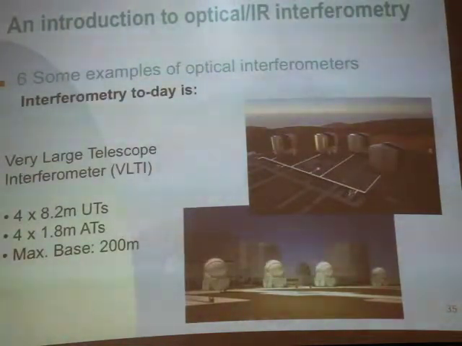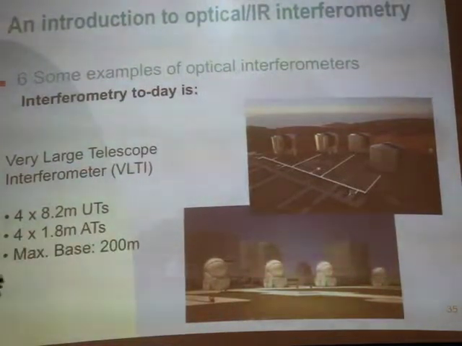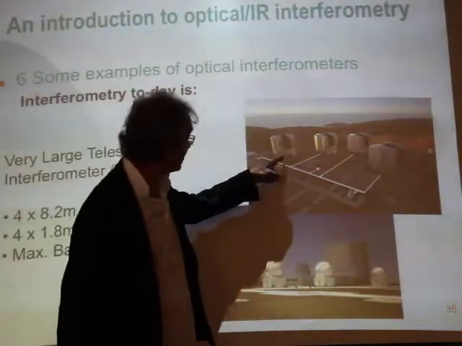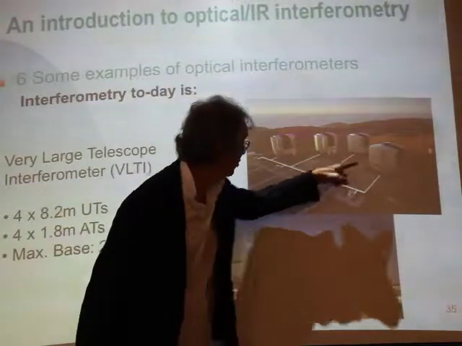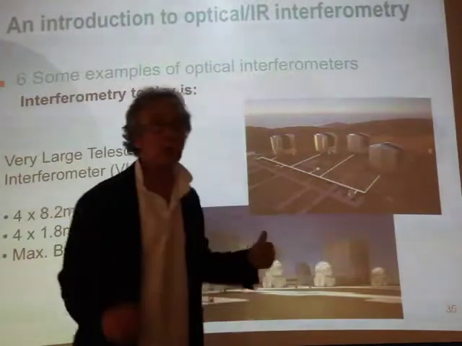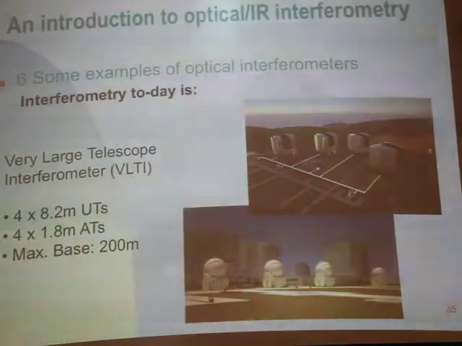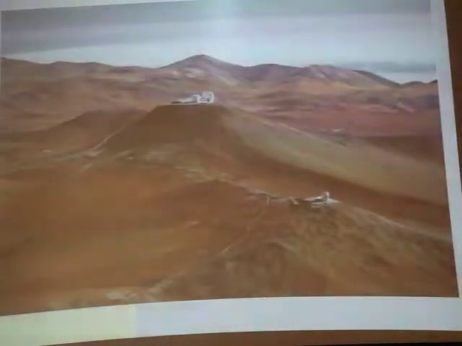This is still another view. And the maximum baseline which can be achieved is something like 200 meters. And here you see where the beams of light are transported. And here is a lab where they are interfering, in which you have the delay lines to allow for those interferences. So the delay line constructions are also underground, and I will show a picture of the optical delay lines.